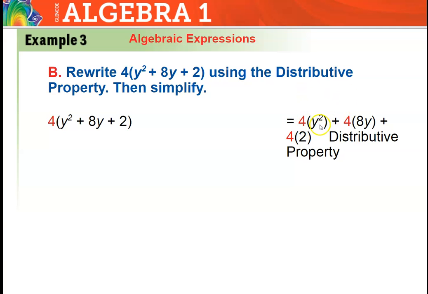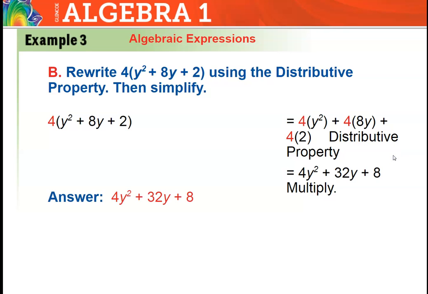So you have 4 times y squared plus 4 times 8y plus 4 times 2. Multiply out. 4 times y squared is simply 4y squared, plus 4 times 8y. 4 times 8 is 32y. And then 4 times 2 gives you 8. And so your final answer would be 4y squared plus 32y plus 8. Apologize for that. Let's take a look at another one.